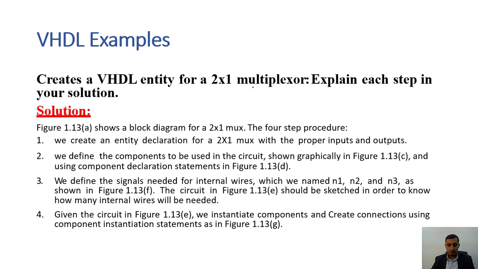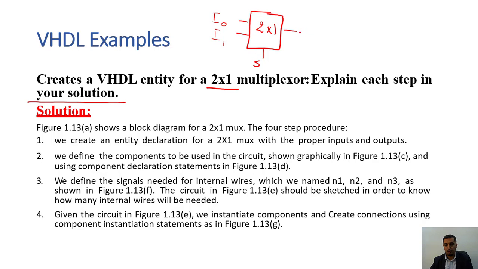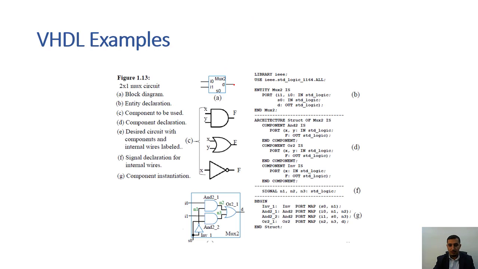So first of all, here we need to create an entity for a 2x1 multiplexer. Quite simple: two inputs, which I will call I0, I1. We have one selector line and one output. The inputs are called I0, I1, S0, and the output is D.